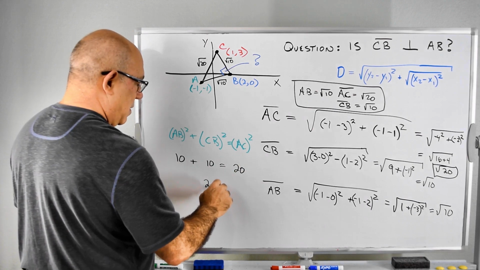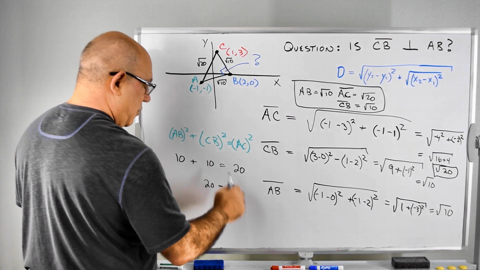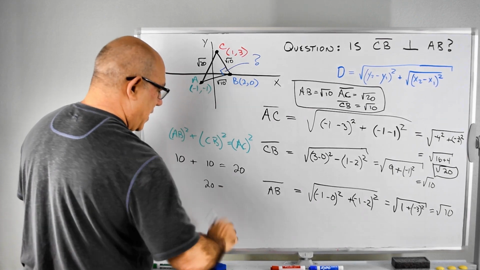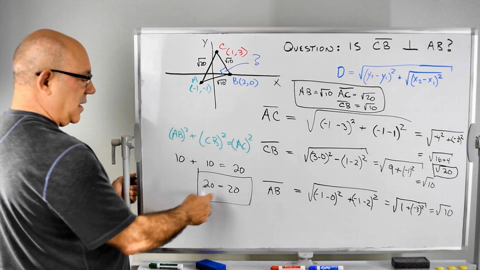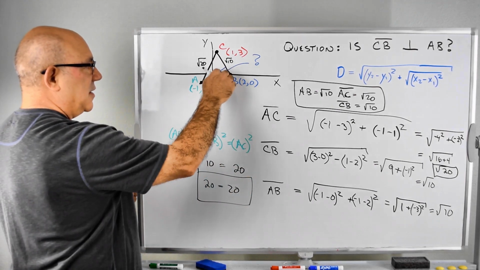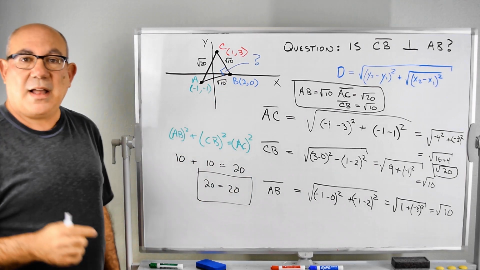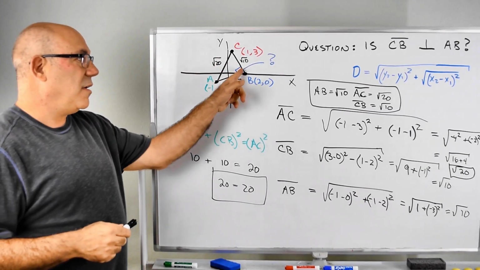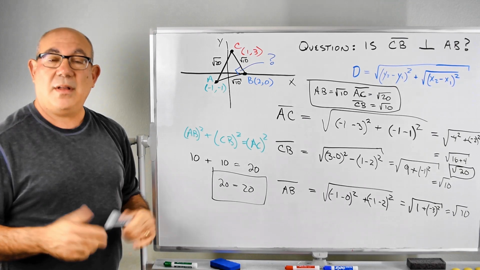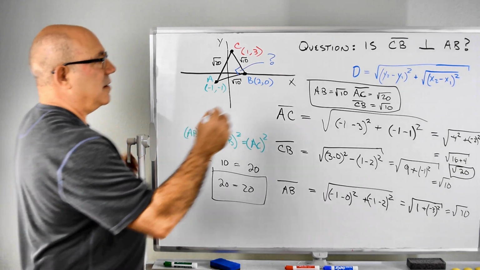So 20 equals 20. Oops, not 12. 20 equals 20. And therefore, we have our answer. These are the same. That means this has to be a right triangle. That means that has to be a right angle. So our answer is yes.